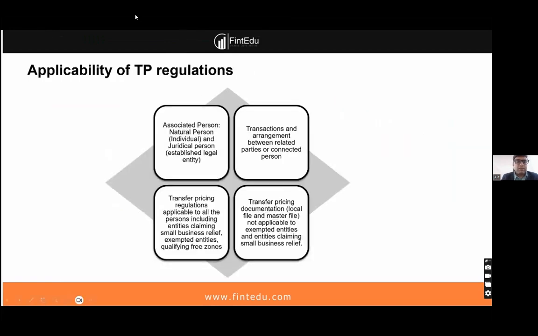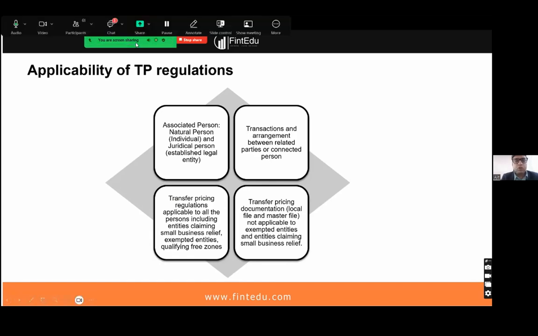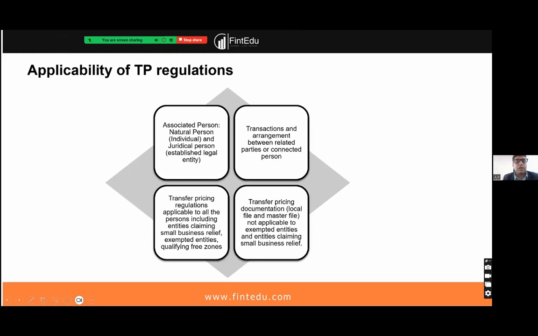When we talk about the disclosure form, it is important to understand first to whom the TP regulations are applicable. Only then would we be able to accurately fill the form and meet the requirement as per the law. The transfer pricing regulations are applicable to the associated person, which means the juridical person and the natural person, and they are applicable to transactions and arrangements between related parties and connected persons.